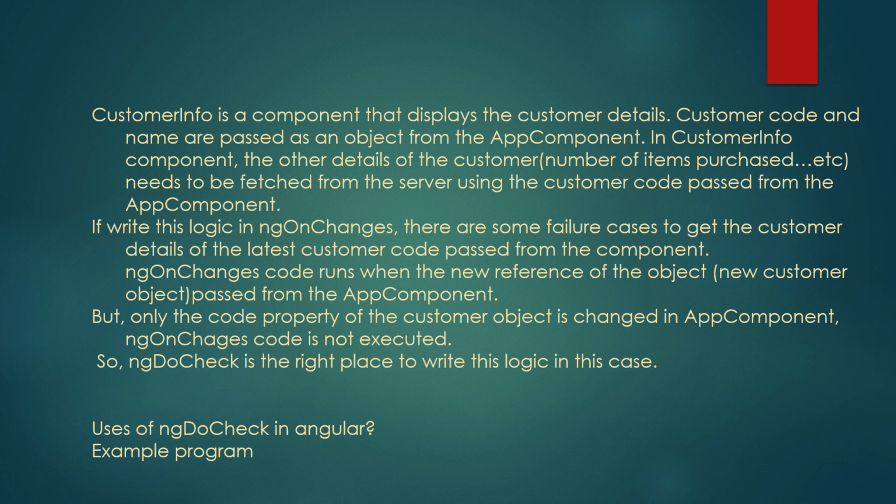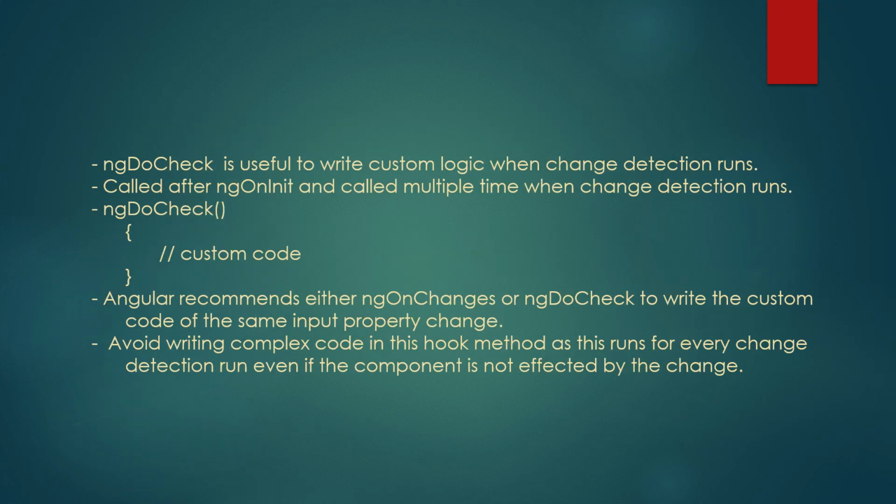The same case occurs if an array of objects is passed from the app component to CustomerInfo, where a new customer is added to that array. If we write that same logic within ngOnChanges, it will not be executed when a new object is added to that array. So here also we need to use ngDoCheck. In this video, we are going to discuss in detail about ngDoCheck with a simple example program.